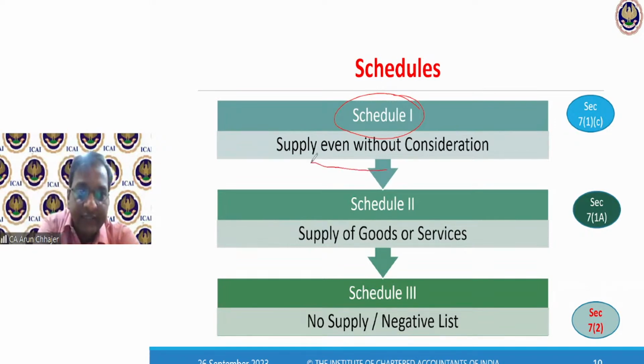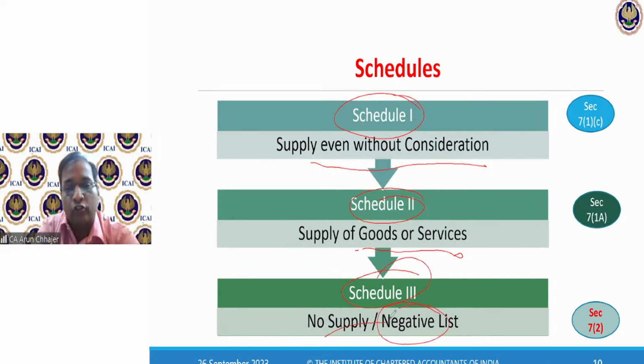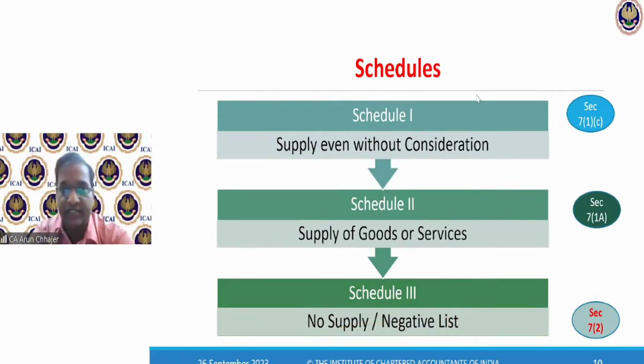What is Schedule 1? Supply even without consideration. What is Schedule 2? Supply of goods or services. And what is Schedule 3? Negative list or no supply. I have written the corresponding section number just for ease of reference. So these three schedules we are going to discuss in detail.